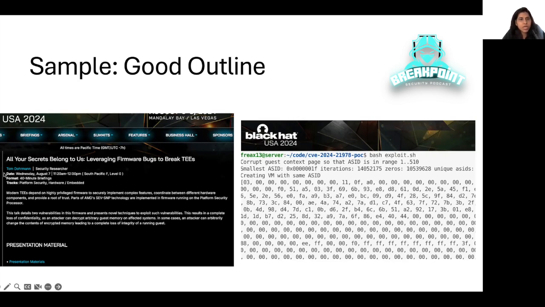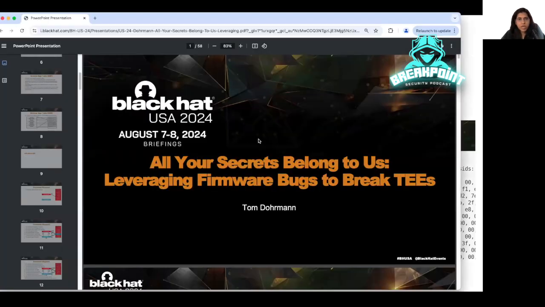So here you see "All Your Secrets Belong to Us: Leveraging Firmware Bugs to Break TEEs." This is just talking about the presentation and abstract of the presentation. So when you go to the website, you can pick up any paper, and if there are presentation materials available, you can actually go through that. Let me take you through the paper itself. I have it open here.